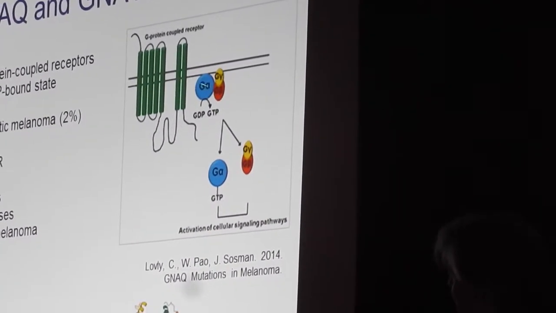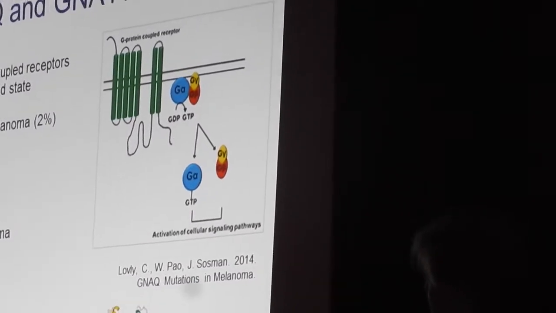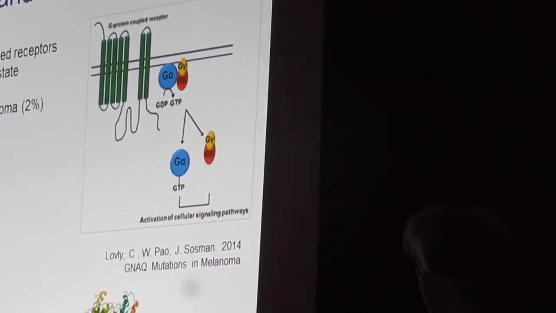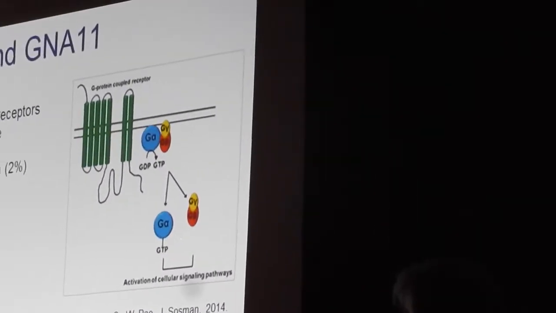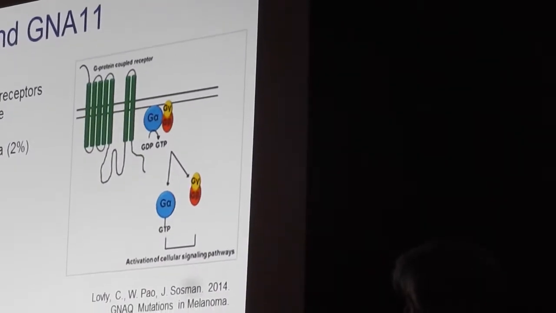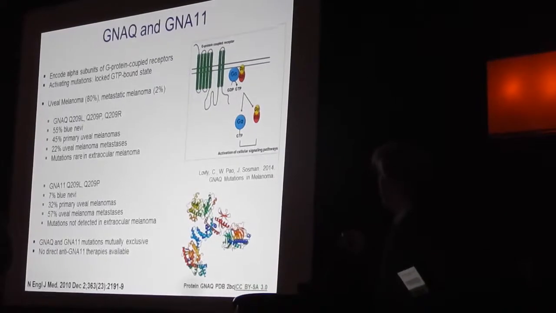So when it binds the ligand, it activates these G proteins, puts them into a GTP-bound state so that the G alpha subunit dissociates, goes into the cytoplasm, and turns on some type of pathway. And then the GTP gets hydrolyzed to GDP, and then it goes back to the inactive state. So just like the RAS gene, it shuttles back and forth.